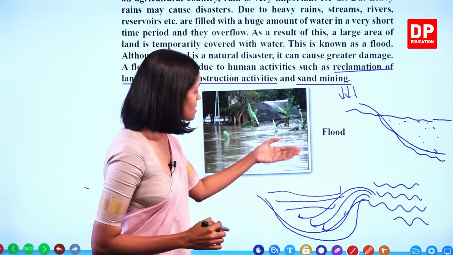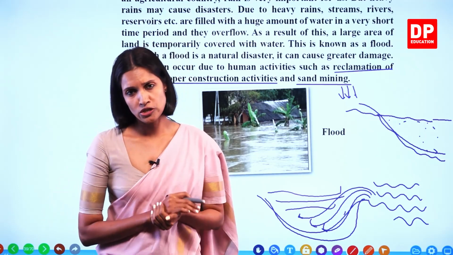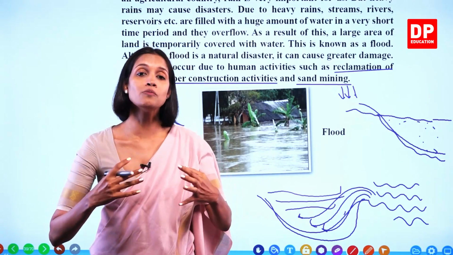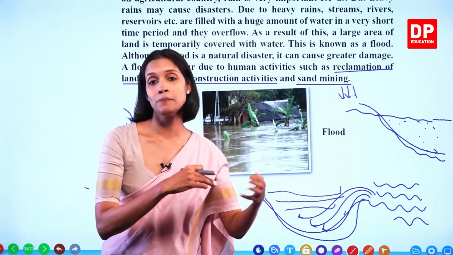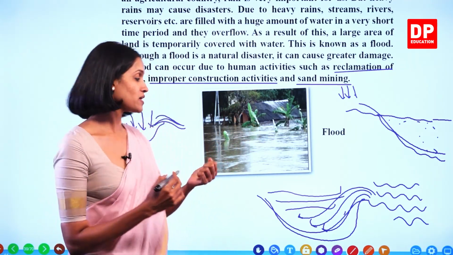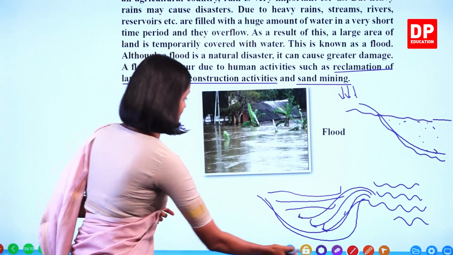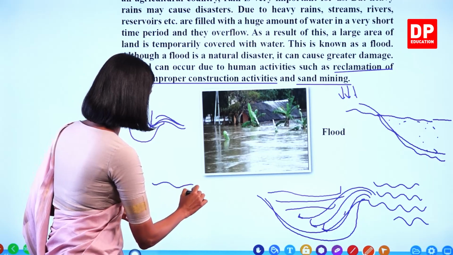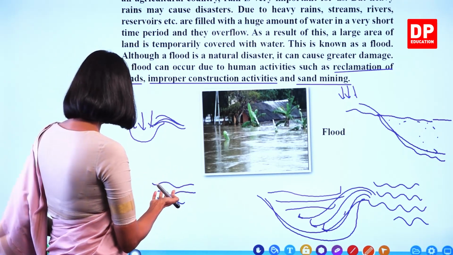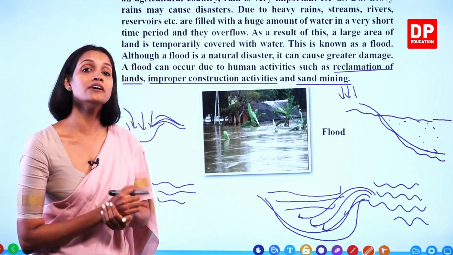Now, another reason for this type of occurrence of floods is soil erosion. What is the meaning of soil erosion, children? Soil erosion means soil moving from one place to another place, right? Now, soil erosion is very bad because what will happen? Because of soil erosion, the topsoil layer will be washed away with water. Right now, the topsoil layer is very rich in nutrients. Therefore, plants need this topsoil layer for the growth.